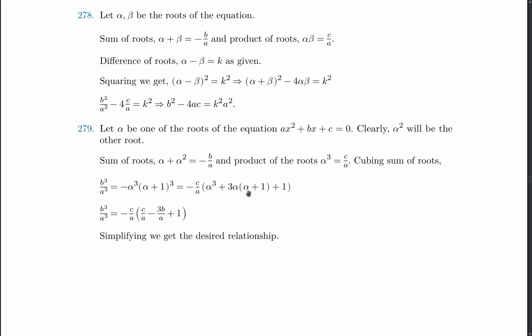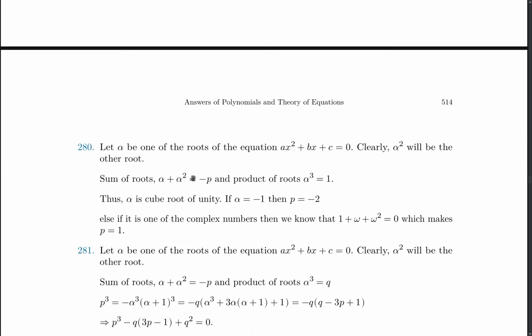Now this we substitute from here, and we get minus c by a, and c by a here for alpha cube minus 3b by a, because alpha plus alpha square is nothing but alpha into alpha plus 1. So this becomes minus 3 by a and plus 1. So you simplify this and you get the desired condition for this.